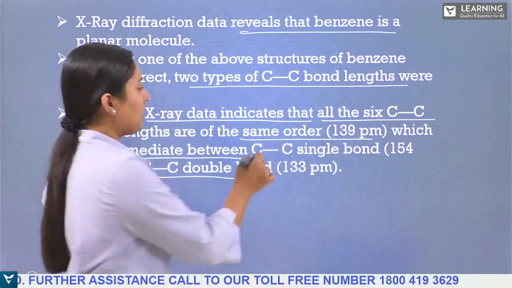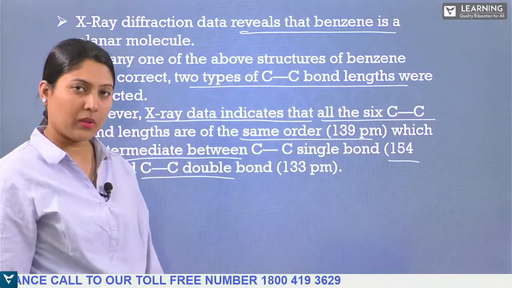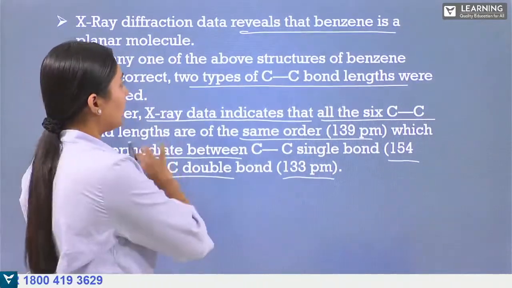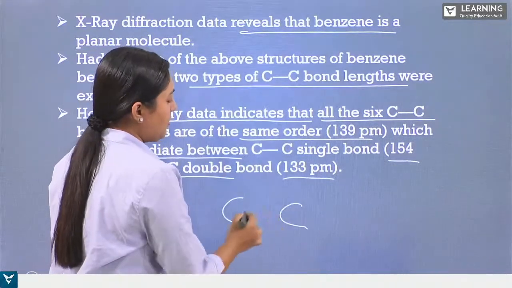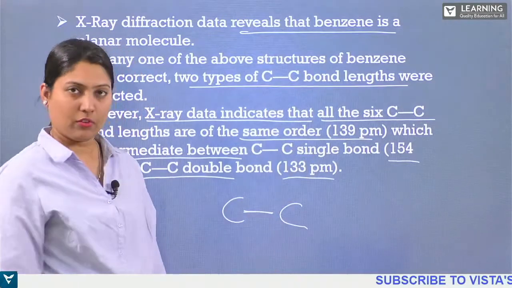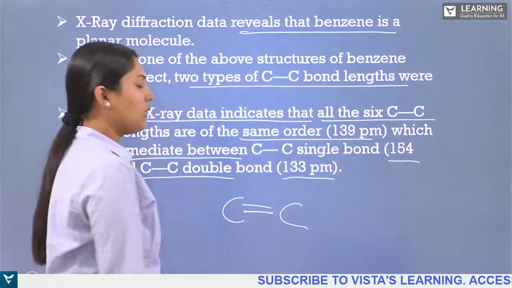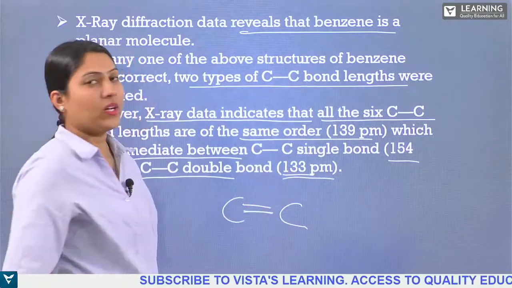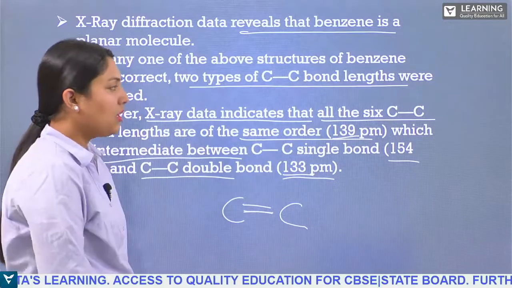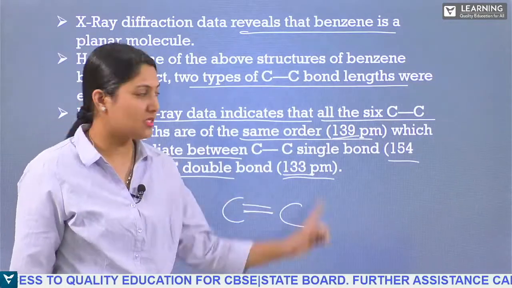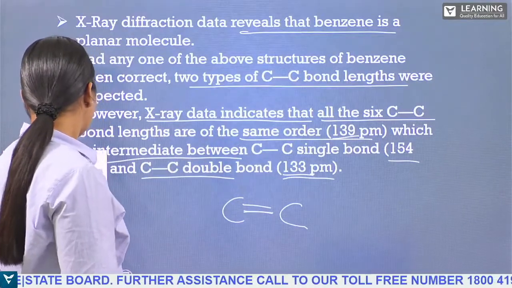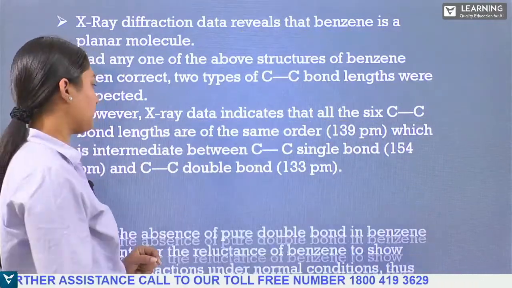As we know, a carbon-carbon single bond is 154 picometer, whereas a double bond is 133 picometer. But for benzene, the carbon-carbon bond is not a single bond, because then it should be 154 picometer, and it is not a double bond, because then it should be 133 picometer. It is in between, at 139 picometer. Each carbon-carbon bond is 139 picometer. That means the delocalization of the electrons is responsible for this.